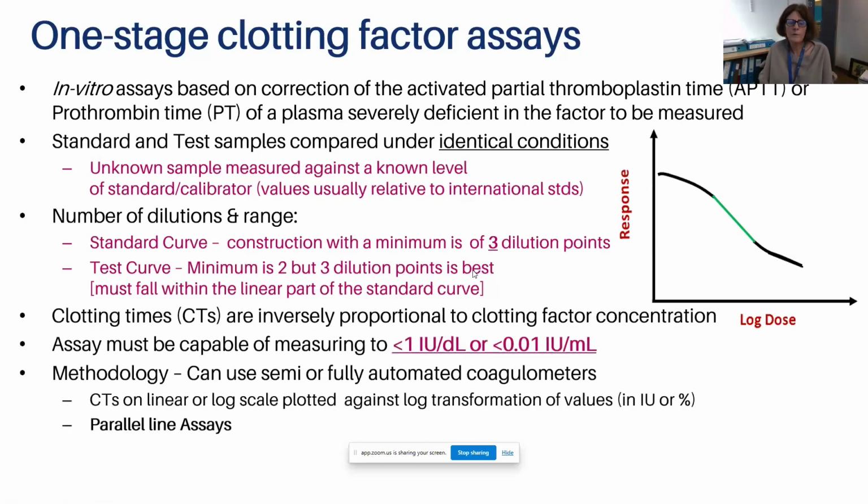We dilute our patient sample 1 in 10, 1 in 20, 1 in 40. I've been a bit brief here, but we add the dilution into the test tube, then factor VIII deficient plasma, and then APTT reagent. Then we clot those mixtures with calcium chloride, and we get a clotting time for each of these 3 dilution points for the standard curve and for the patient samples. We need to be able to detect down to less than 1 if we're going to diagnose haemophilia A.